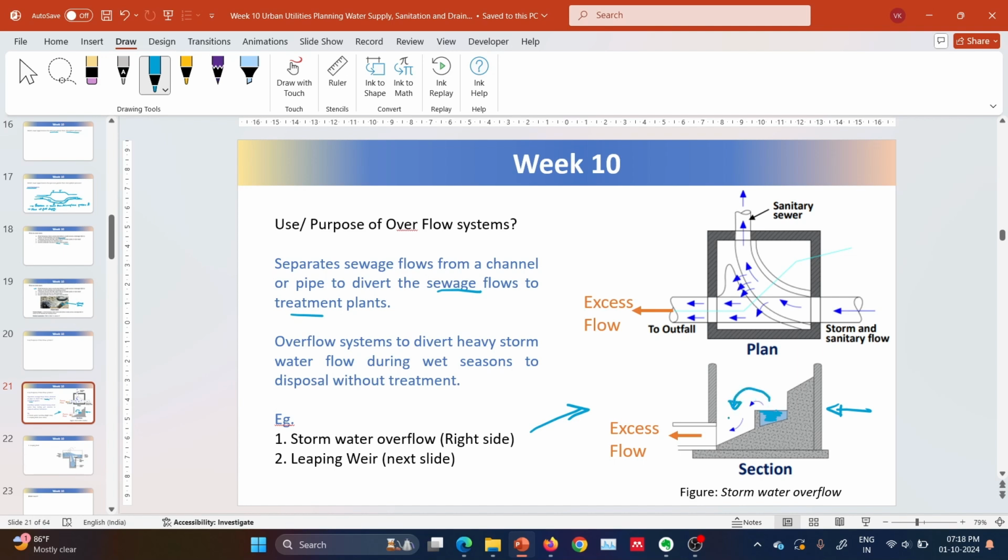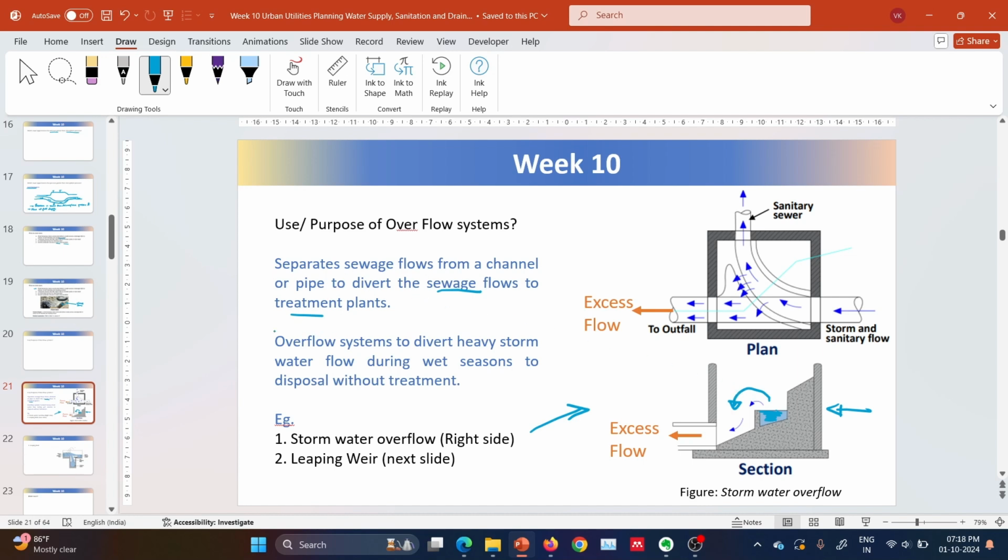and the excess storm water will come out, and that will be taken or discharged to any water body, because the sewage treatment plant cannot handle more amount of discharge. That's why the excess rainwater is taken out and discharged. So this is the concept.